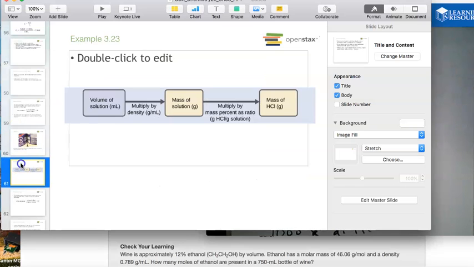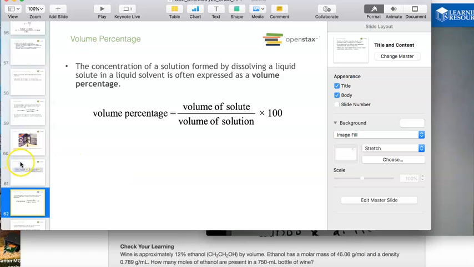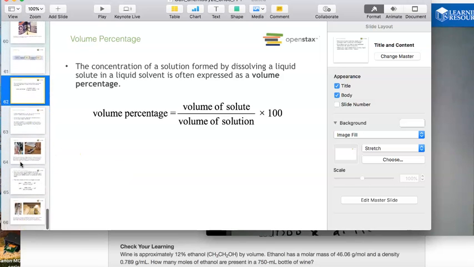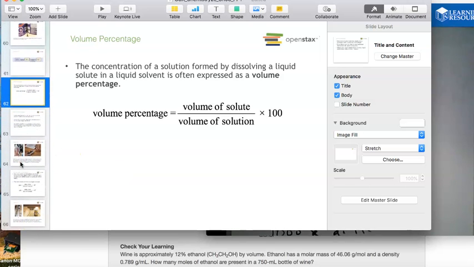All right, so going back here. So we talked about mass percent. Volume percentage is the same idea, except it's relative to volume and not mass. Okay, so the concentration of a solution formed by dissolving a liquid solute in a liquid solvent is often expressed as a volume percentage. The volume percentage is the volume of the solute divided by the volume of the solution, the entire thing, times 100.